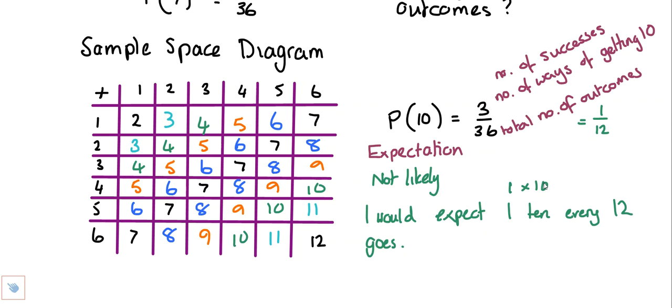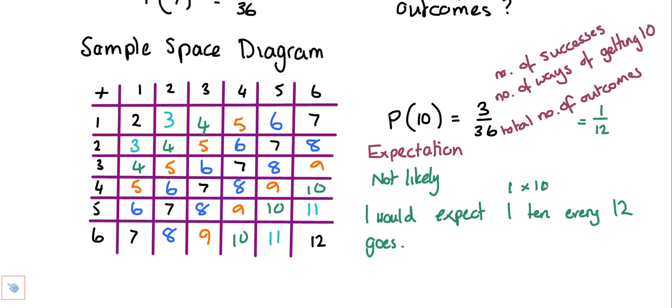So this is the thing. For instance, I could say to you, if I rolled those dice 48 times, how many 10s would I expect to get? What times 12 makes 48? So if I roll the dice 48 times, I would expect 10 to win 4 times.